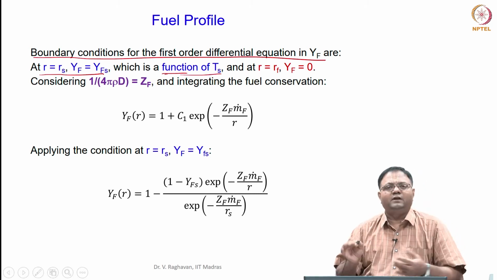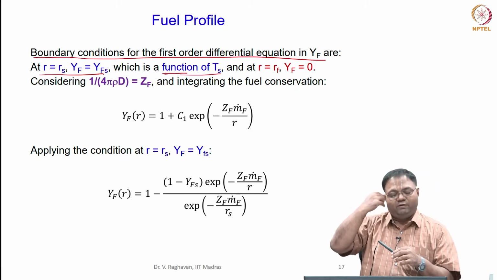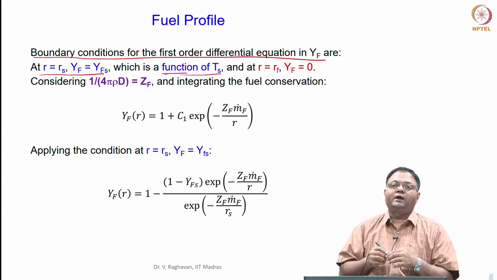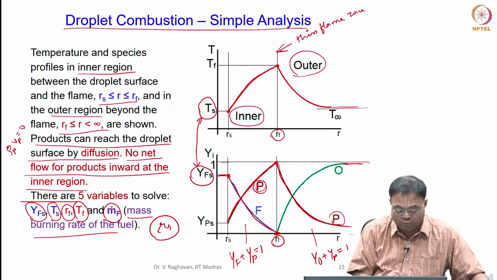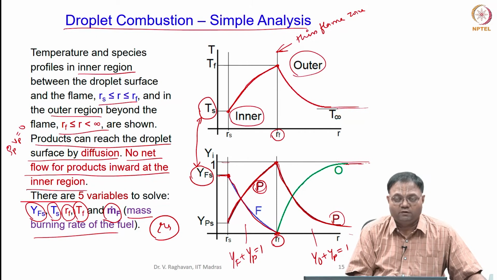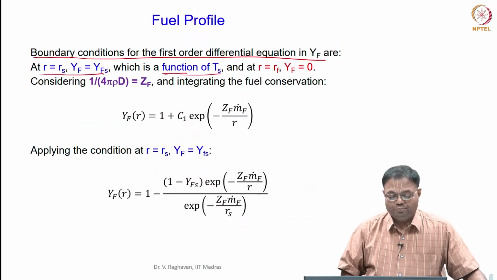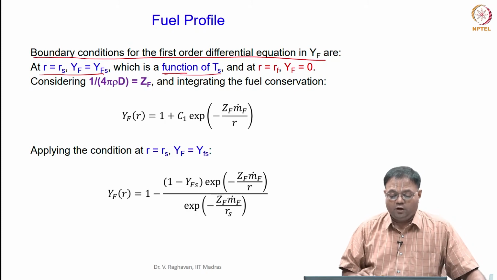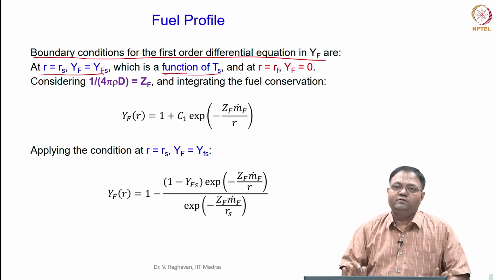Now, let us assume that Tf is known. So, we will not worry about that now. We know that there are 5 unknowns. So, we have to somehow create 5 equations to solve this. So, what are the unknowns? Again we will see YFS, Ts, the interface quantities, and the flame quantities, radius and temperature of the flame, and the mass burning rate. These are the 5 quantities which you are interested in. So, we will try to build 5 equations out of the conservation equations we have.